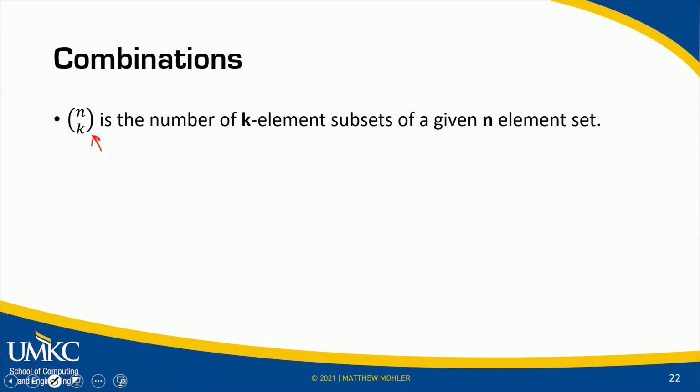And n choose k, again, choosing k elements from a set of n elements, is the number of k element subsets of a given n element set. And jumping straight into the formula here, we say that n choose k is equal to n factorial divided by k factorial multiplied by n minus k factorial. So you'll notice that this is the same exact thing as what we had for our R permutations, but there's now a new multiplier down here in the divisor.